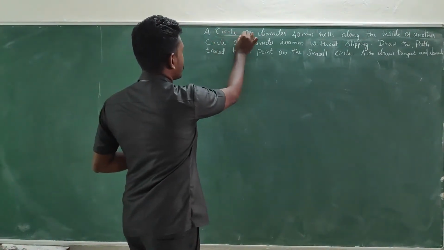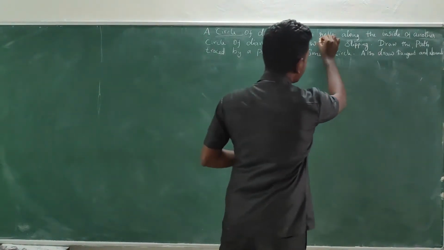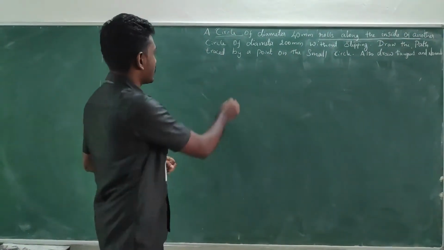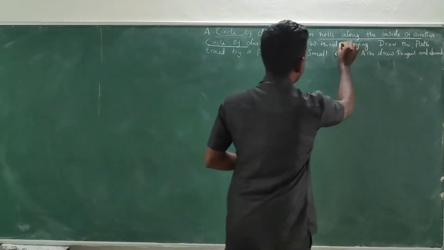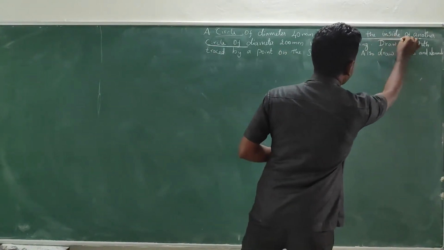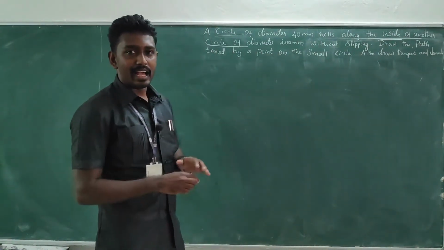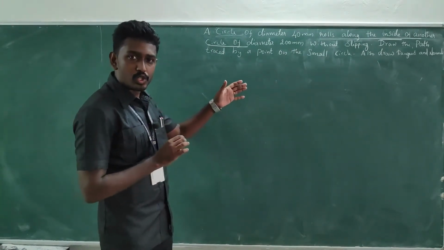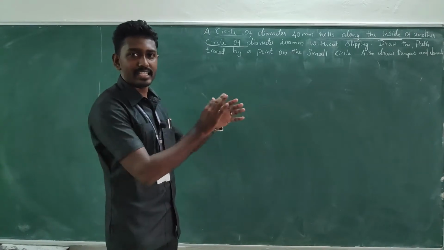Here what is given: the circle rolls along the inside of another circle, inside. Here is the key point: inside in the sense it's a hypocycloid. Am I right? Yes. So we are going to draw the hypocycloidal curve, right?